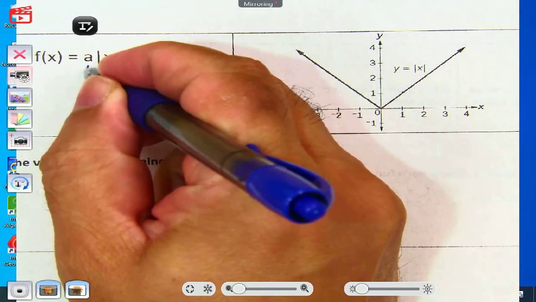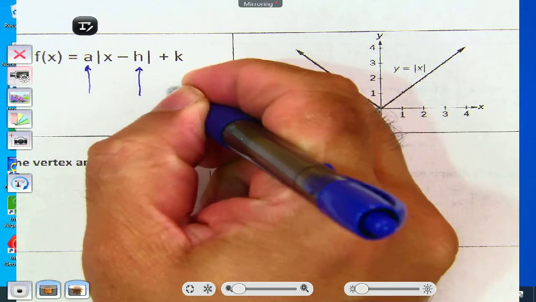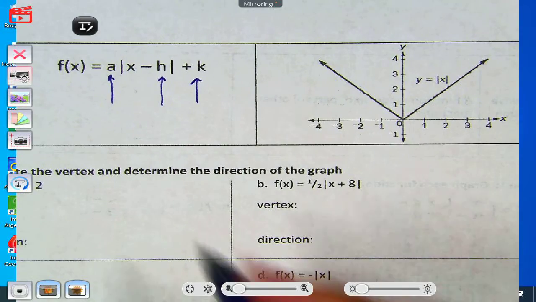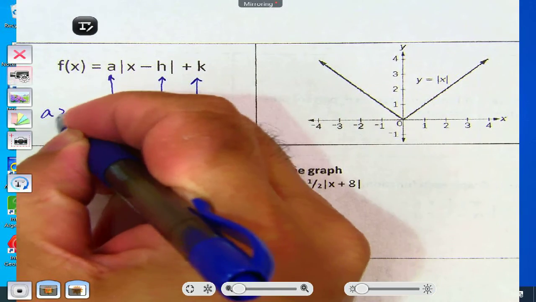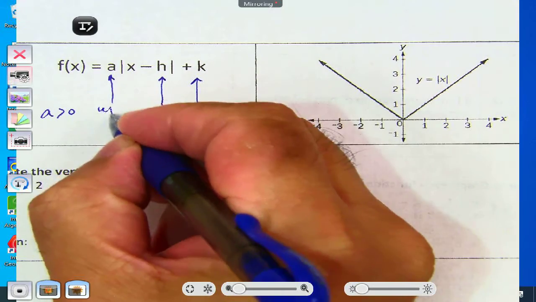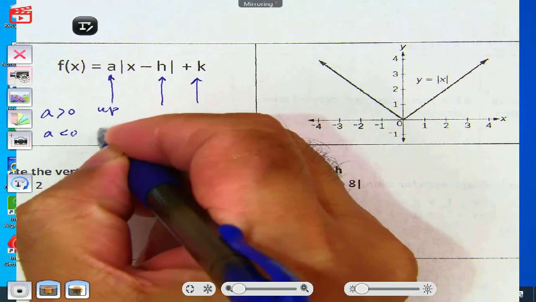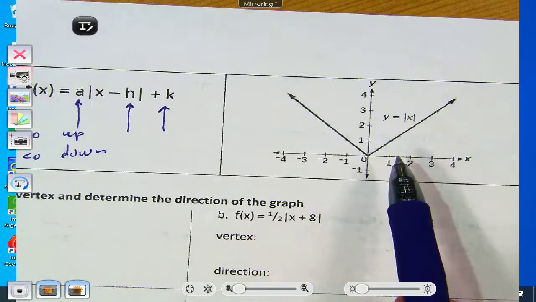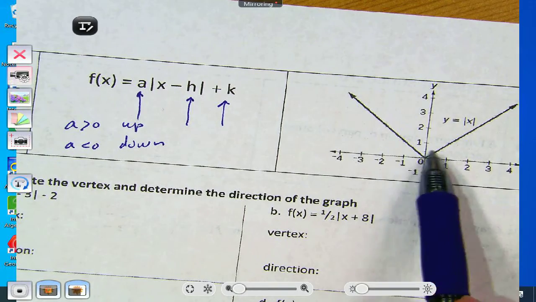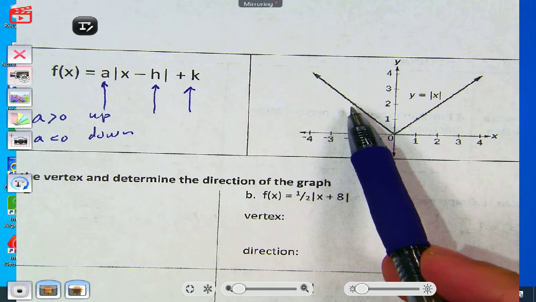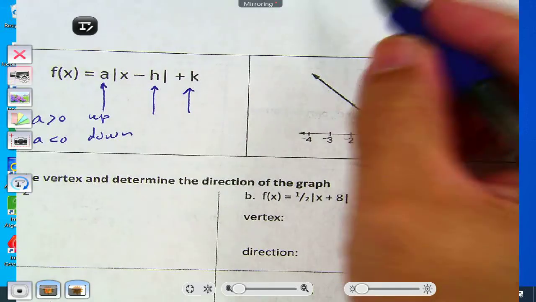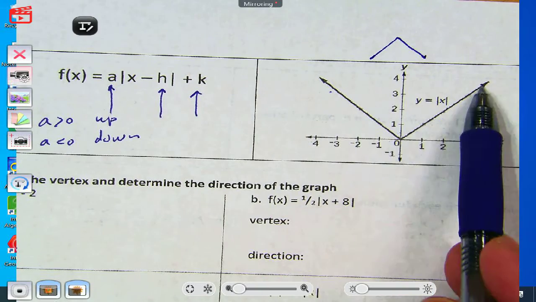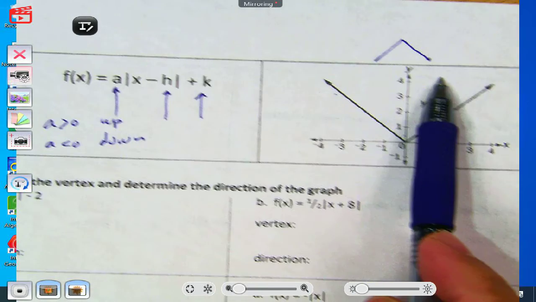So there are three parts of this that are going to be numbers: A, H, and K. If A is positive, it's going to be opening upwards. If A is negative, it's opening downwards. Now what does that mean? Up and down. So in the example over here, this is opening upwards. That's considered opening upwards. So opening downwards will look like that. Opening upwards is like a valley. Opening downwards is like a mountain.